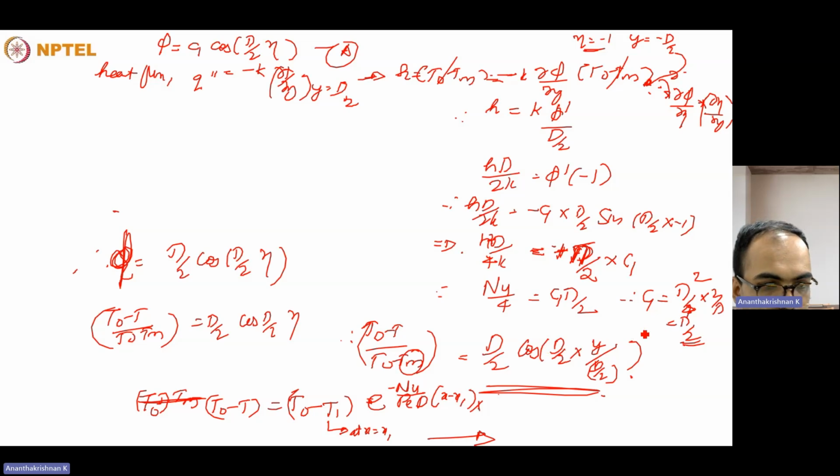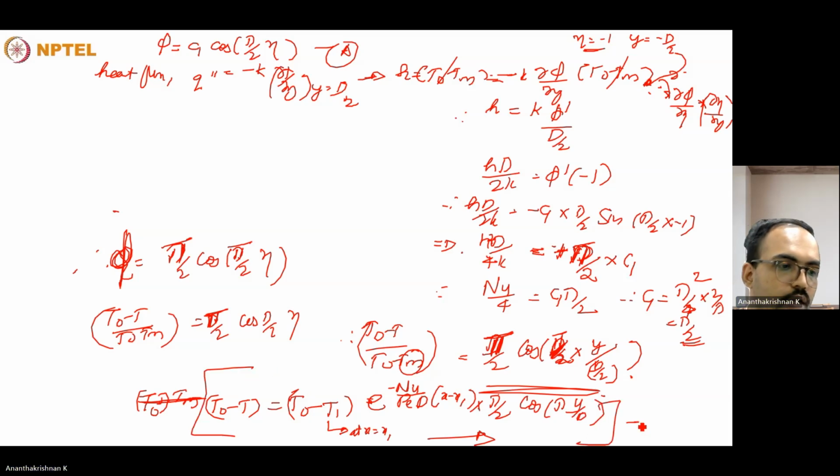This is pi by 2. So this is cos pi by 2 into y by d by 2. So that is pi y divided by d. That is equal to pi by 2, and this is pi by 2 as well. So I made some mistake here. So it's pi by 2. While writing, I have wrongly written that as d is pi by 2. And this is also pi by 2. So which is pi by 2 into cos of pi y by d.